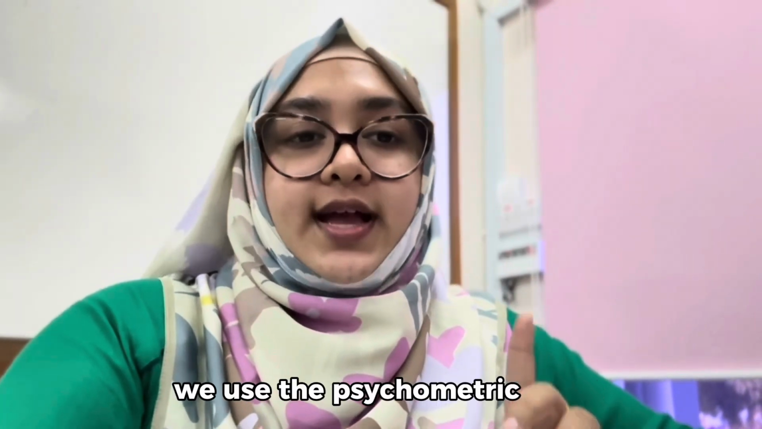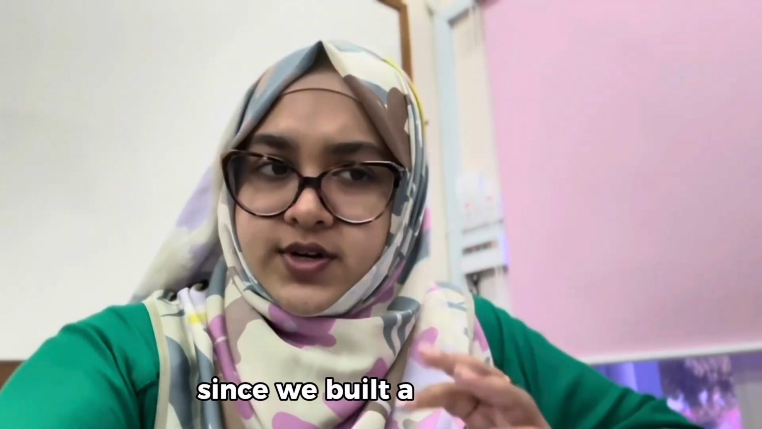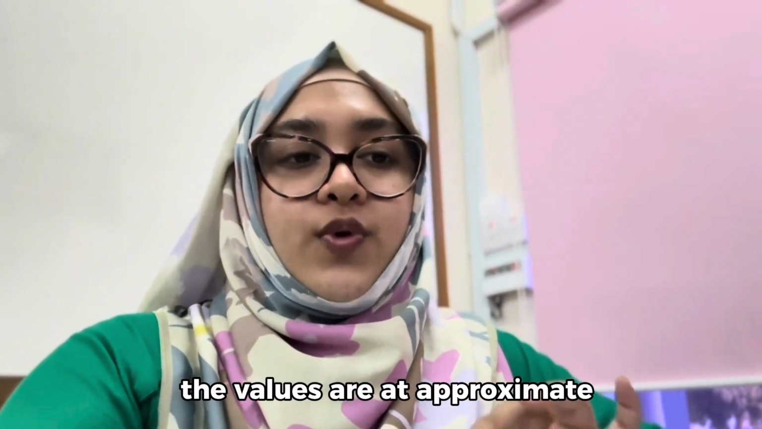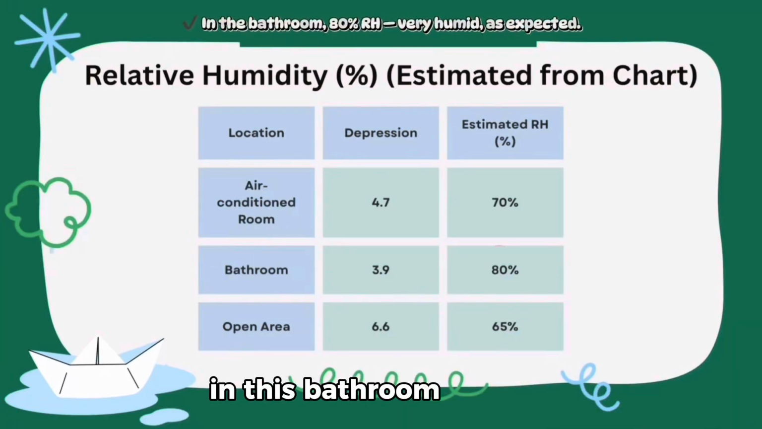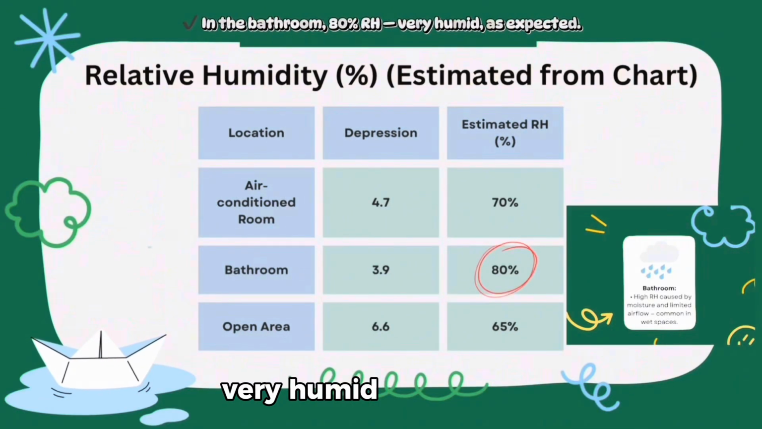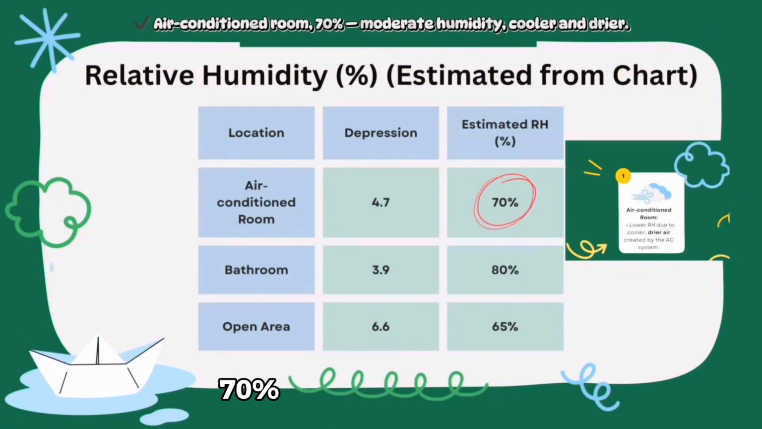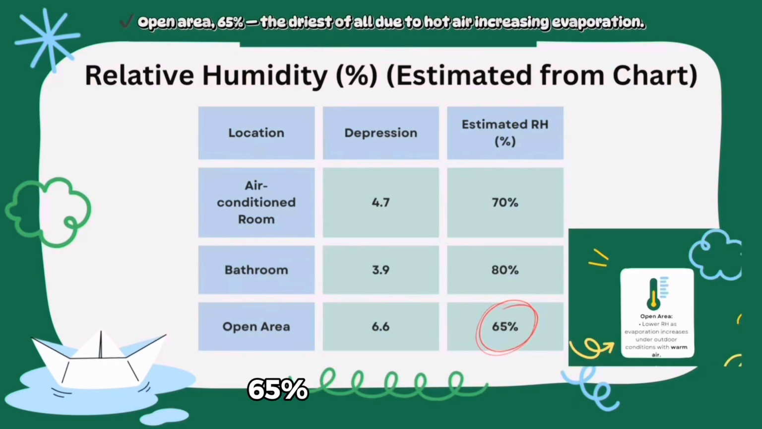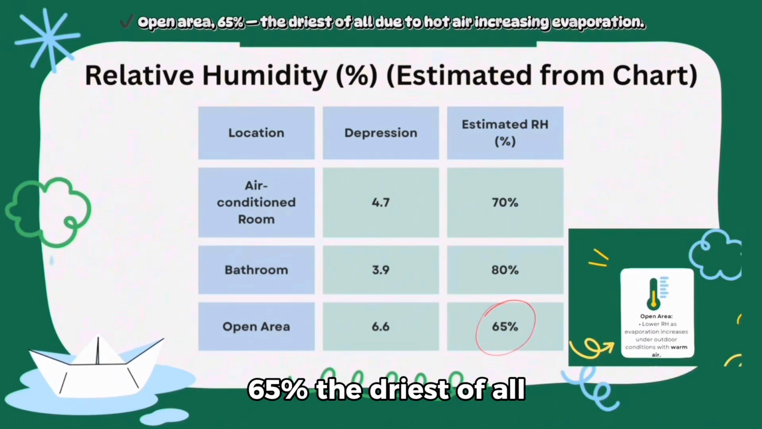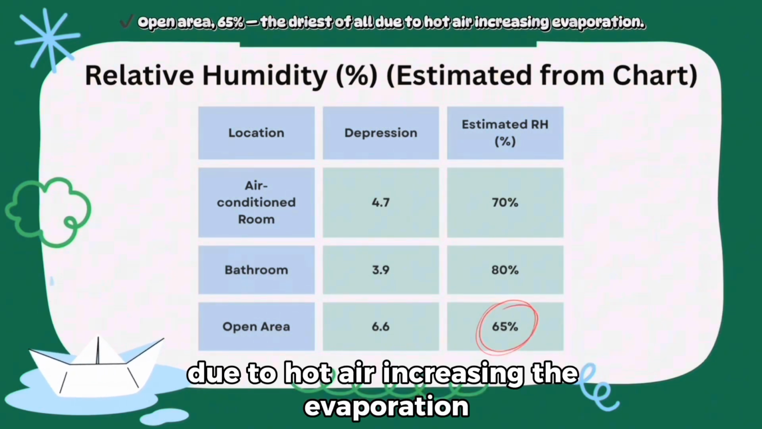We use the psychrometric chart to estimate the relative humidity based on the depression values. Since we built the DIY version, the values are approximate. So what does this tell us? In the bathroom, 80% RH, very humid as expected. Air-conditioned room, 70%, moderate humidity, and cooler and drier. Open area, 65%, the driest of all due to hot air increasing the evaporation.